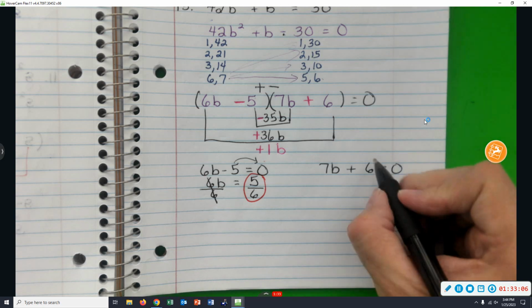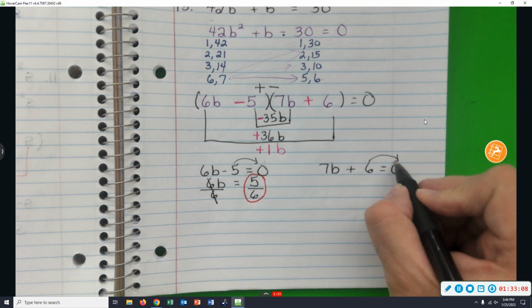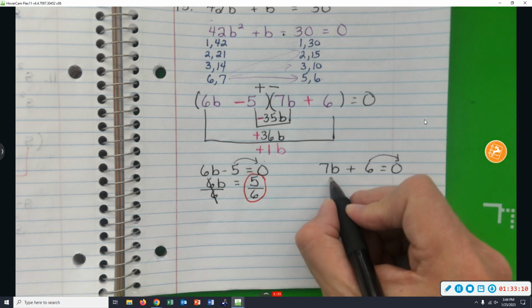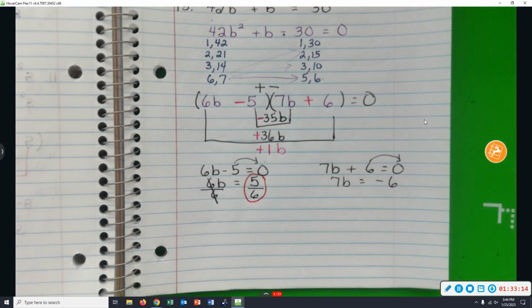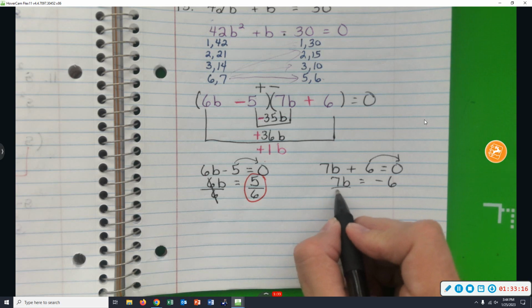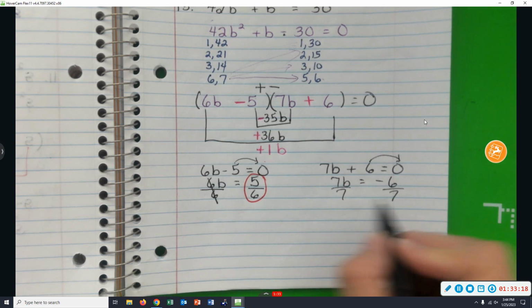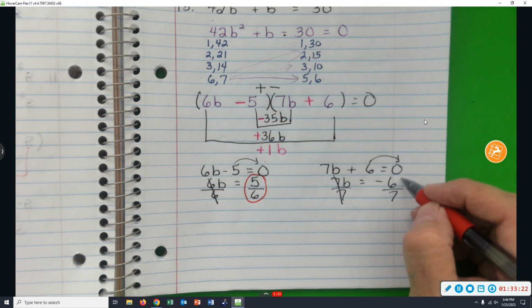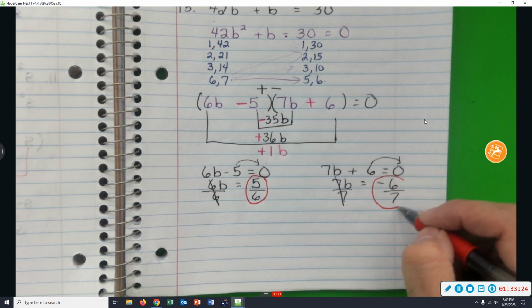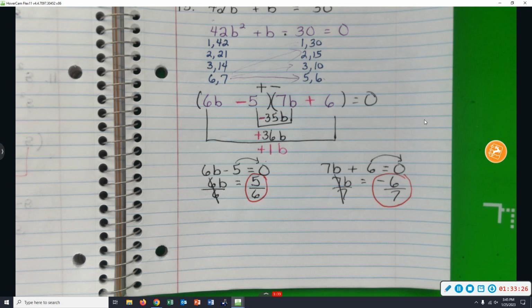What about here? I subtract 6 from both sides, and then divide by 7. So negative 6 over 7. So 5 over 6 and negative 6 over 7.